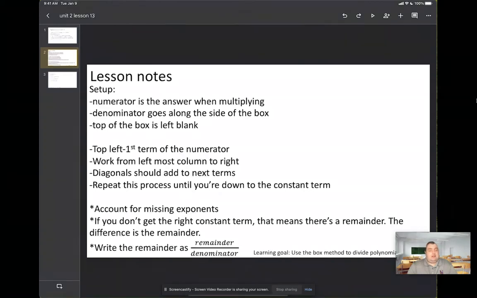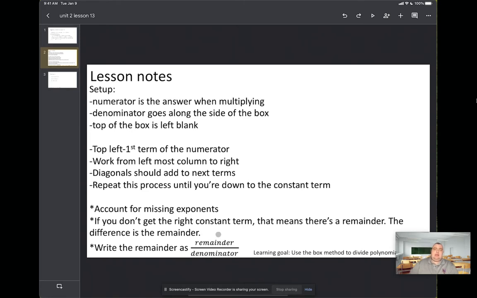If you look at the lesson notes, they are almost exactly the same as the ones from Lesson 12. There's just a couple of things at the bottom here that are starred that I wanted to address. First things first, I mentioned this yesterday, but when we are dividing polynomials, we want to make sure that we account for missing exponents. I did an example in Lesson 12 where we had two missing exponents, so we accounted for those with zeros.